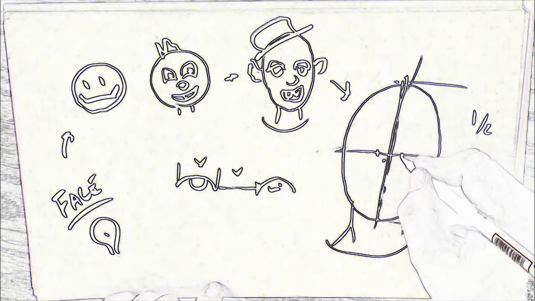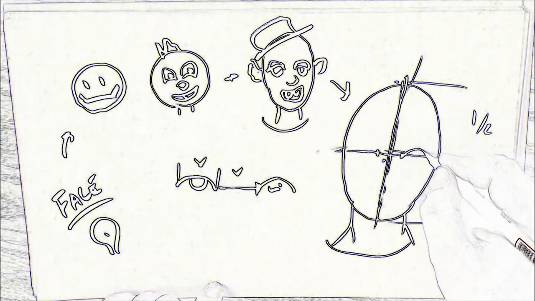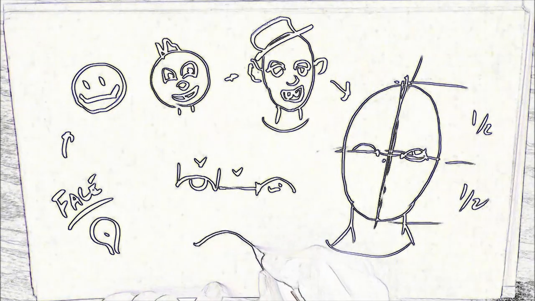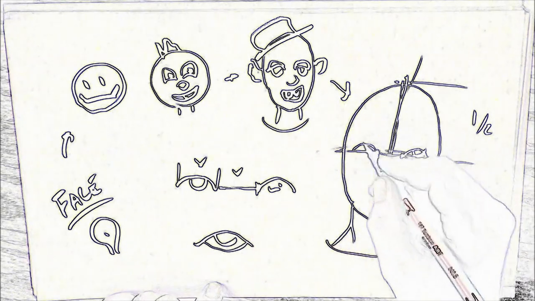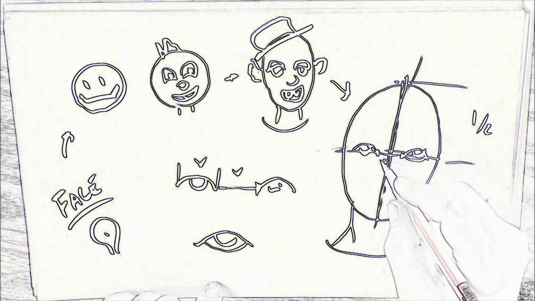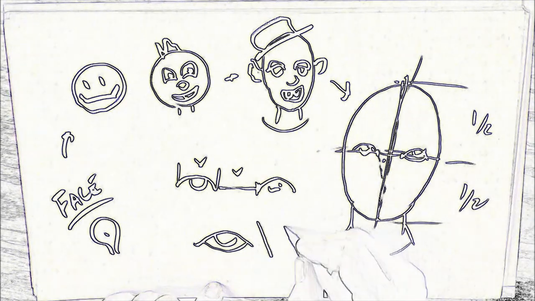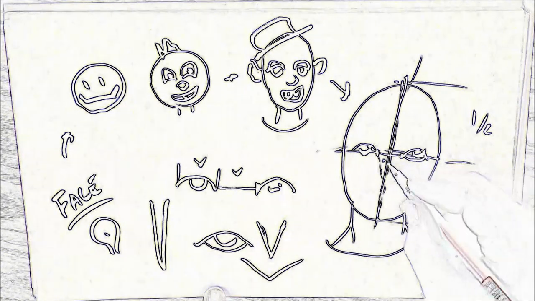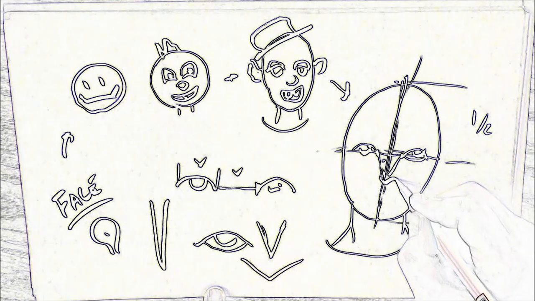So let's say this is the distance here. That distance here is the length of the eye, okay? And I'm just gonna go like this for the eye right now until we get more detailed. Okay, so the eye is right there. Then I make a normal V like this, not a V like that or a V like this, but a normal V. And that's where the nose is going to go right there.